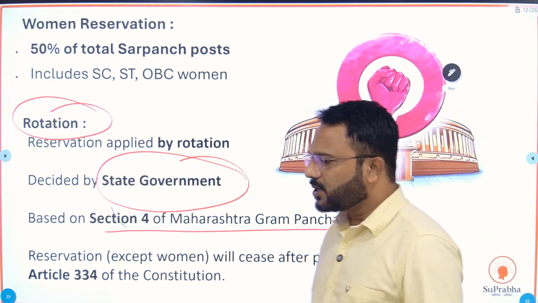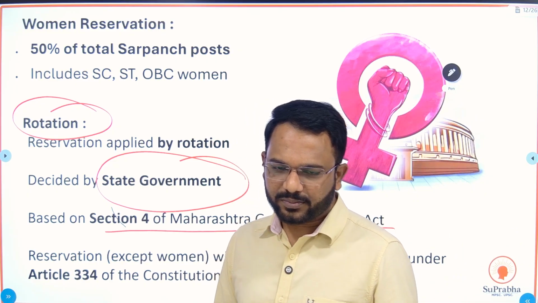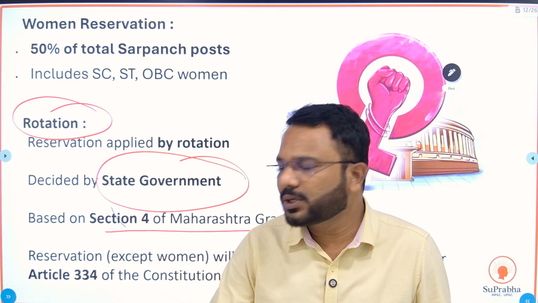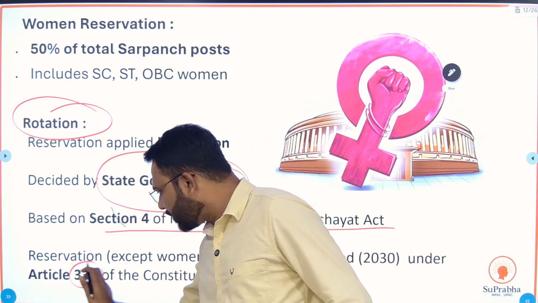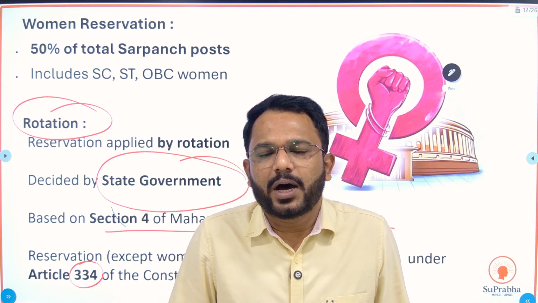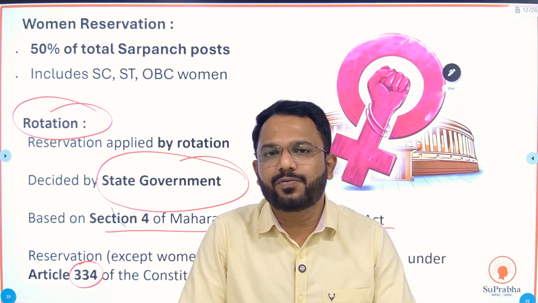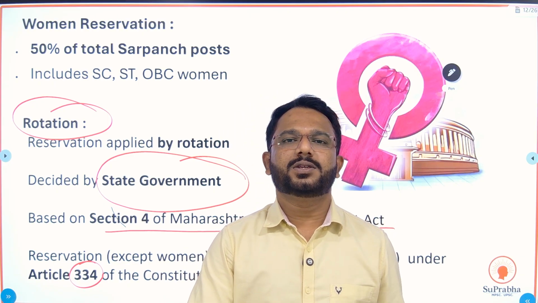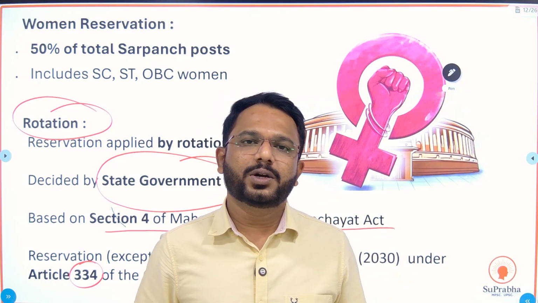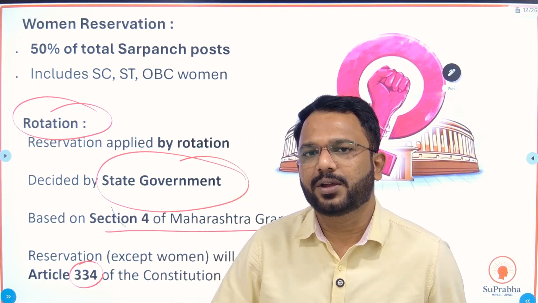And the reservation overall is based on an article of the Indian Constitution, and the article is Article 334. By the recent amendment to this article, the 104th Constitutional Amendment Act, this reservation for SCs, STs and OBCs has been extended till 2030.